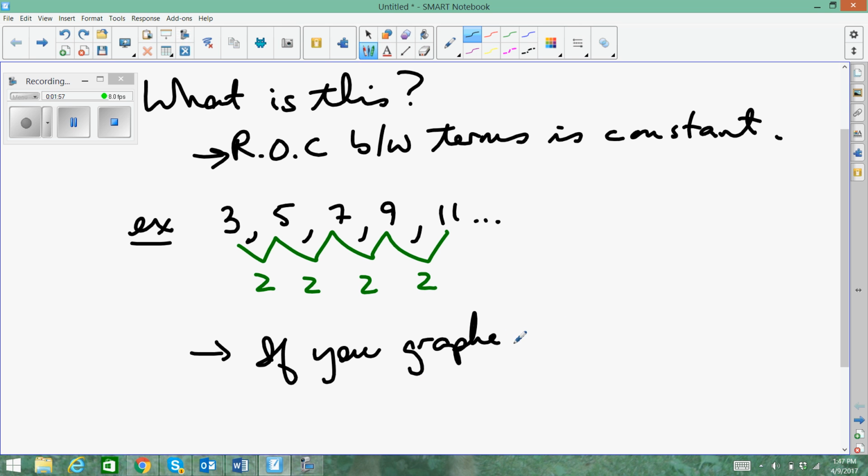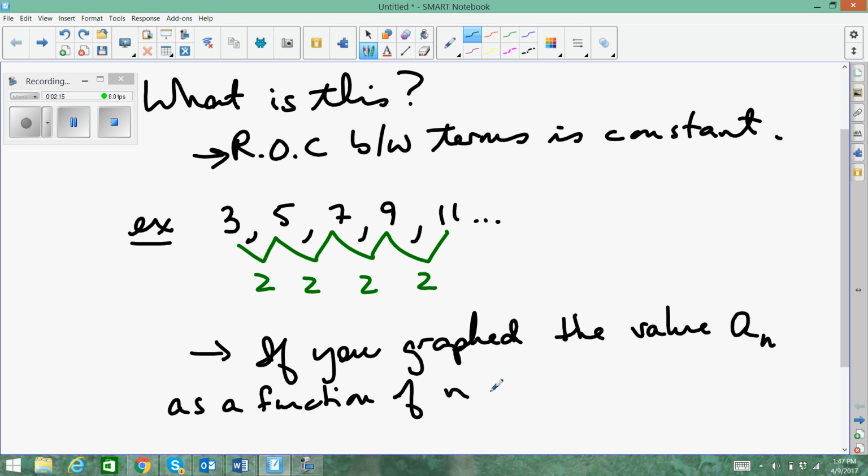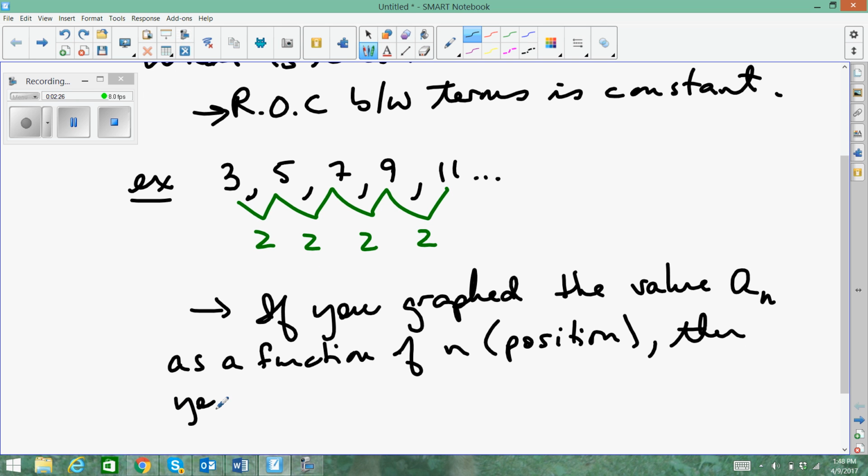So the other way you can define it is if you graphed the value, and we'll call it a sub n, as a function of n, n being the position in the series, then you'd get a line. Isn't that cool? All right. So I'll show you like that.